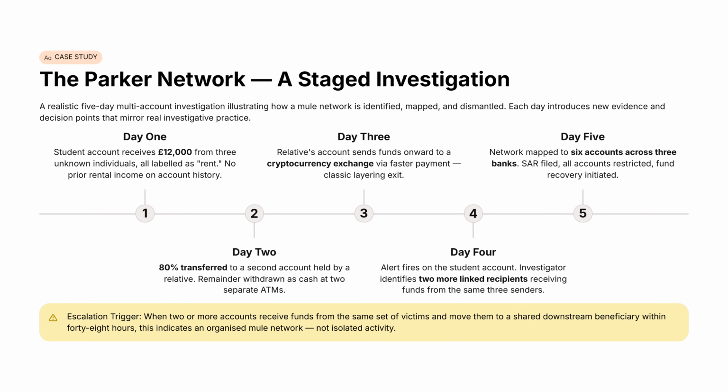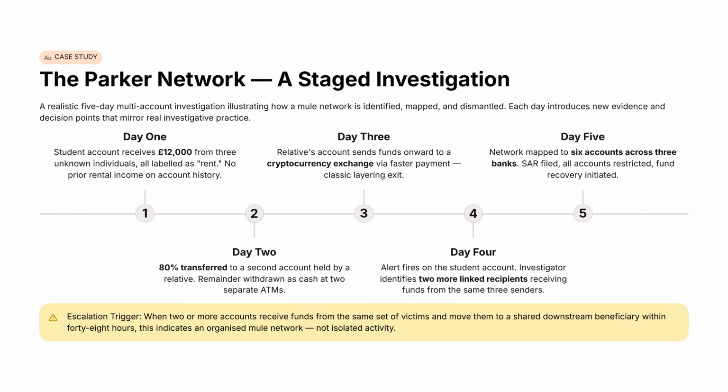Day 1. A student account receives £12,000 from 3 unknown individuals. All payments are labeled as rent, yet there is no prior rental income on the account history. Day 2. 80% is transferred to a second account held by a relative. The remainder is withdrawn as cash at 2 separate ATMs. Day 3. The relative's account sends funds onward to a cryptocurrency exchange via faster payment. This is classic layering. Day 4.